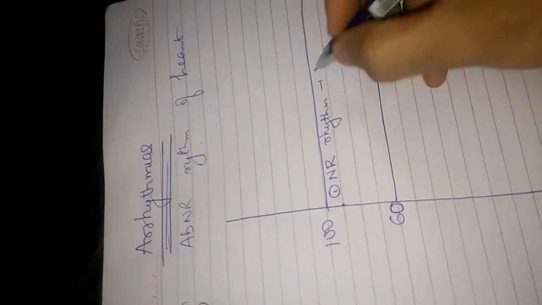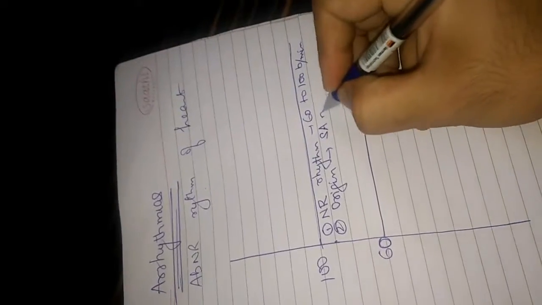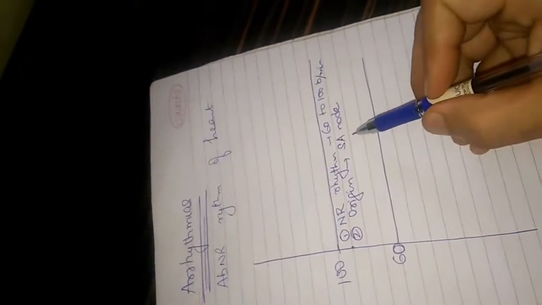The first criteria is that the normal rhythm should be between 60 to 100 beats per minute. This is the first criteria. The second criteria is the origin. The rhythm should be originating from the SA node. So the impulse should be coming from the SA node.